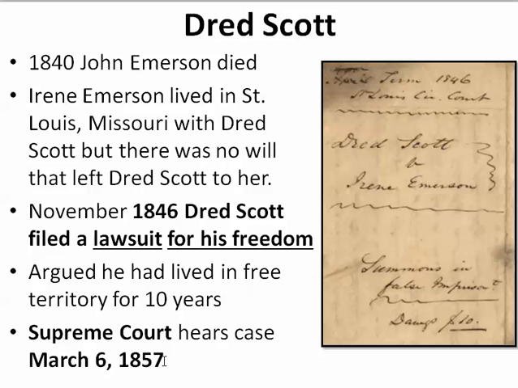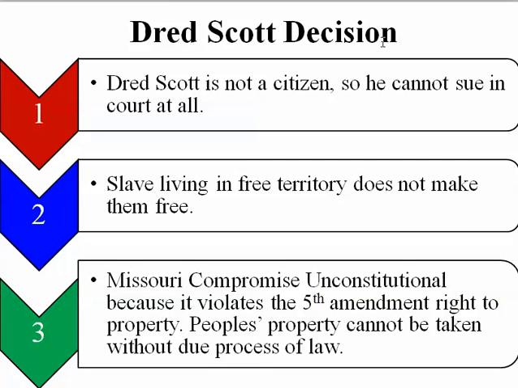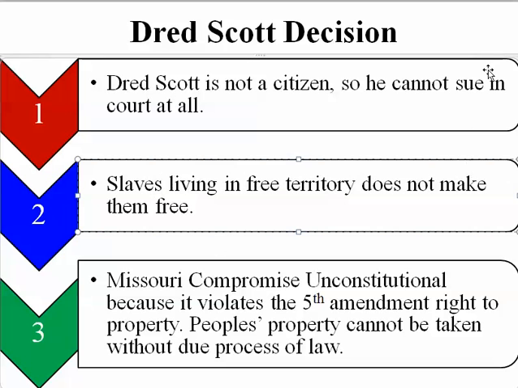And so this court case is going to become Sanford versus Scott. And in a Supreme Court decision, the United States Supreme Court, three things were decided. First, Dred Scott had no citizenship. He was not a citizen of the United States, so he could not sue in the court system at all. So his going to the courthouse and suing for his freedom was really not his right, so he couldn't do that. Number two, that slaves living in free territory, if a slave lives in a free territory, that does not make them free.